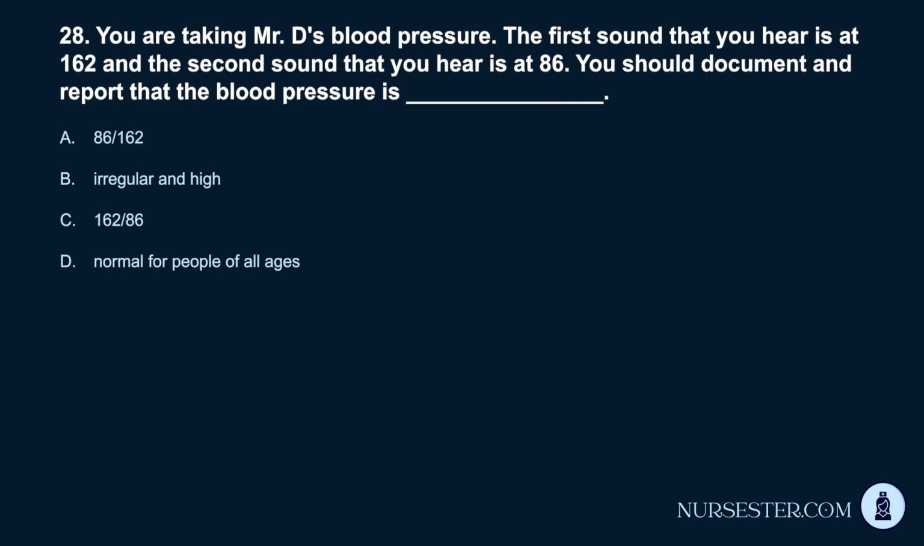28. You are taking Mr. D's blood pressure. The first sound that you hear is at 162 and the second sound that you hear is at 86. You should document and report that the blood pressure is underscore. A. 86/162. B. Irregular and high. C. 162/86. D. Normal for people of all ages. Correct answer, C.